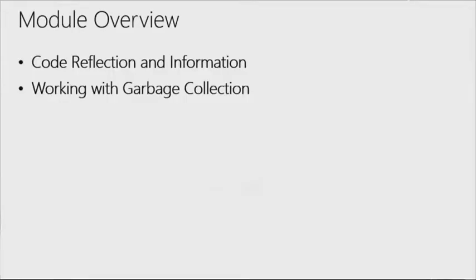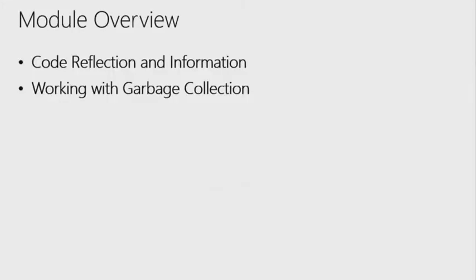We have the incredibly illuminating title of Features of C# Part 3. Great. But the overview is we're going to be looking at code reflection and obtaining type information from that process, and also working with garbage collection, which sounds incredibly interesting. This is all very disgusting.